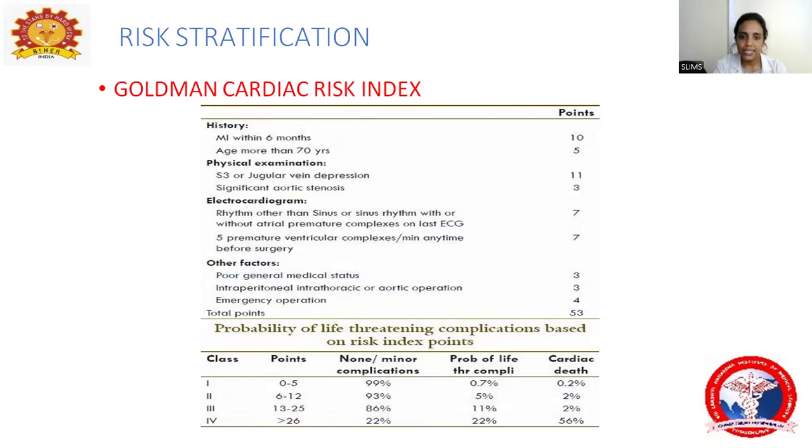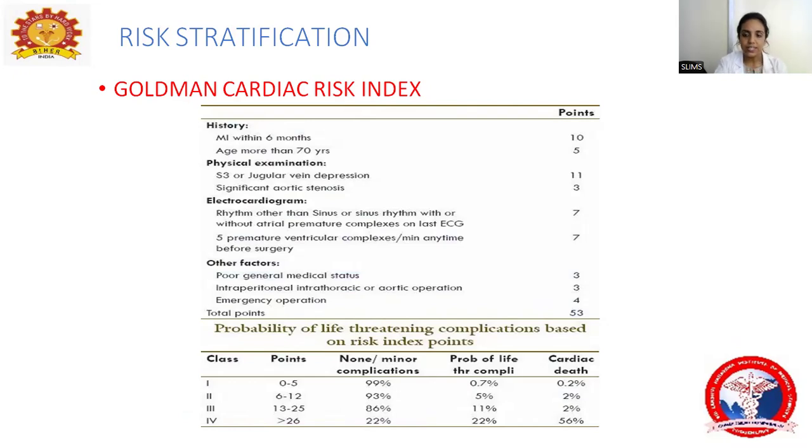In an ECG, if the rhythm is other than sinus, or a sinus rhythm with premature atrial complexes on the last ECG, it is 7. More than 5 premature ventricular complexes per minute anytime before surgery, the points are 7. Other factors like poor general medical status, 3, and intraperitoneal, intrathoracic, or aortic surgery, it is 3, and any emergency surgery will be scored 4. So the total points would be around 53. Now, based on this, we can classify into class 1, 2, 3, and 4.